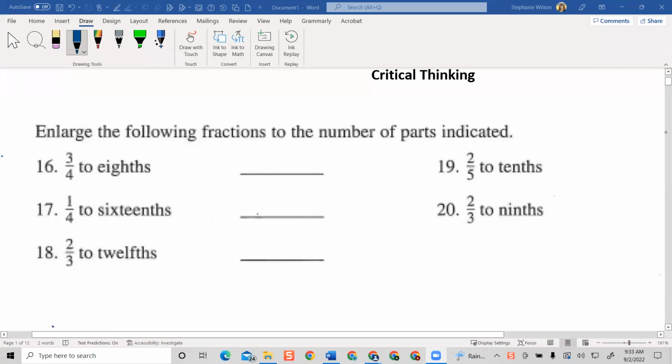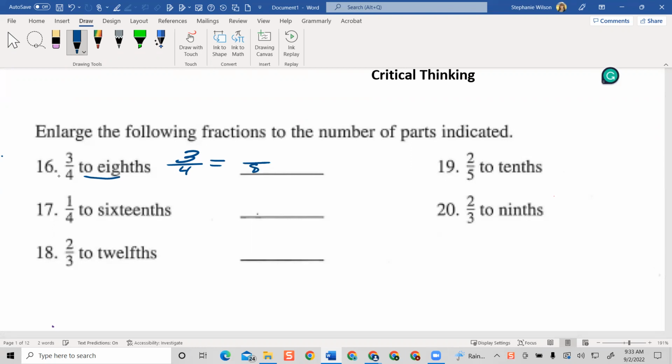We're going to solve some application problems and math problems using critical thinking skills. This first section says we're going to take these fractions and enlarge them by parts. In number 16, we have 3/4 and we want to enlarge it to eighths. What did we multiply 4 by to get 8? Well, we know it was 2.